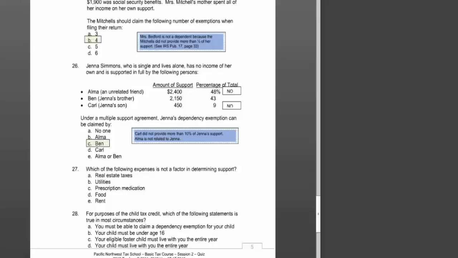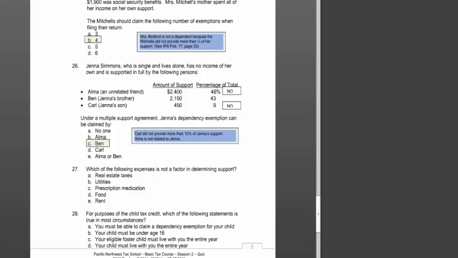So Alma does not qualify to claim a multiple support agreement. We have Ben, who is Jenna's brother, so he's related to her and does not have to live with her. He has also provided more than 10% and less than 50% of her support. He could claim the dependency exemption for Jenna under a multiple support agreement.